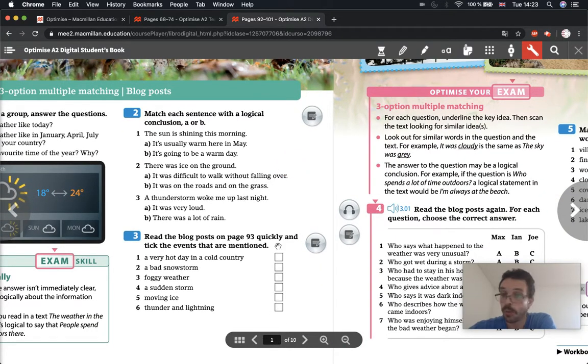So what you need to do is read those very quickly, okay? Don't read them in detail, just very quickly. And you have to tick these things that they talk about in the text, okay? So if they talk about any of these things, you tick it, all right? So let's have a look. A very hot day in a cold country, a bad snowstorm, foggy weather. Foggy is nublado, a sudden storm, moving ice, thunder and lightning, okay?